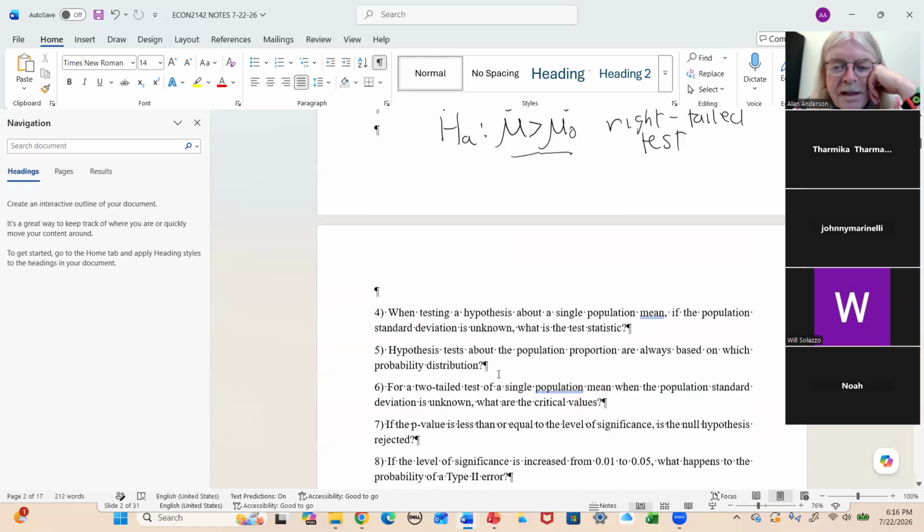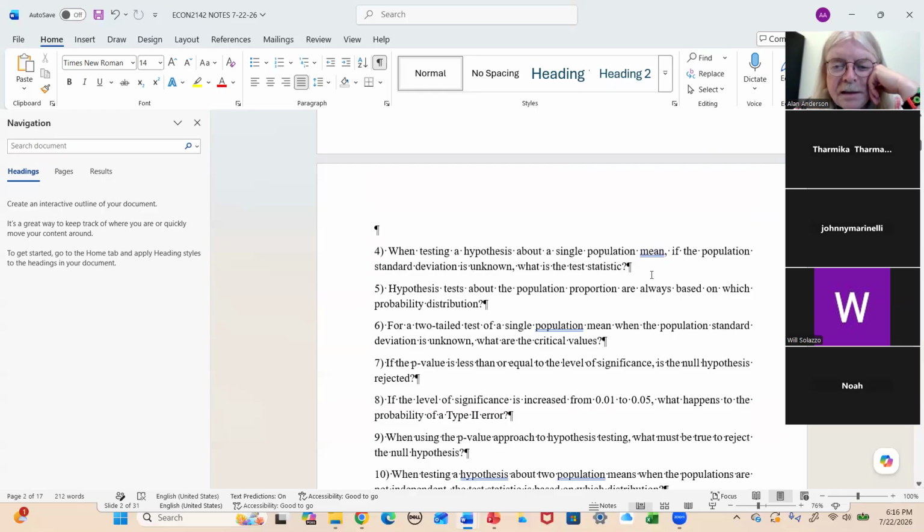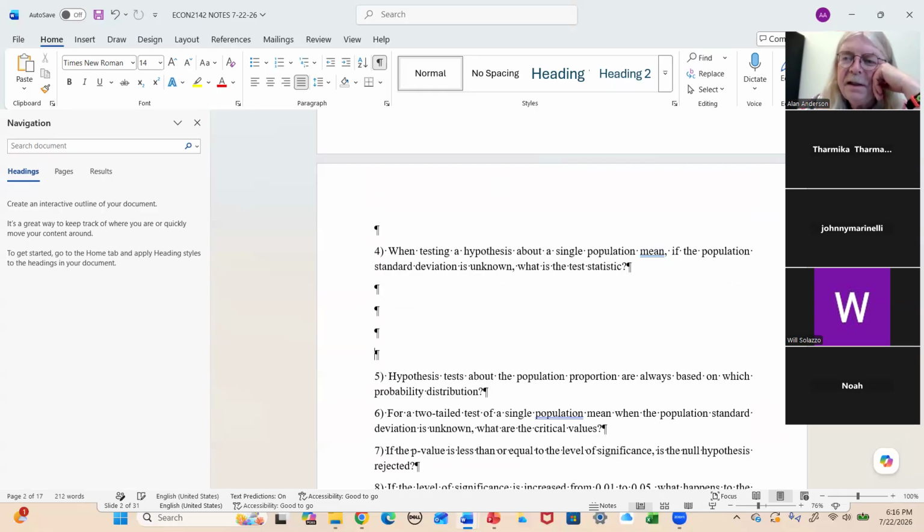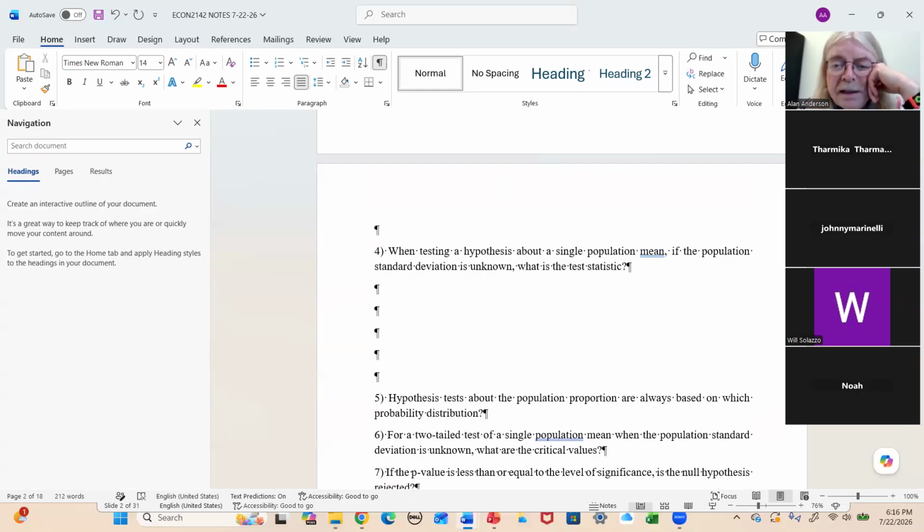Okay. Now, when testing hypotheses about a single population mean, meaning chapter 9, and sigma is unknown, the test statistic is based on the t-distribution, and this is what it looks like.